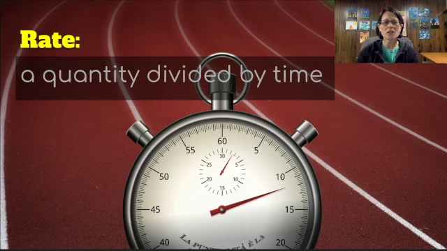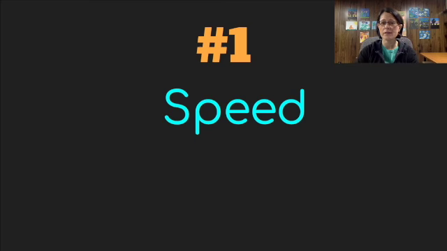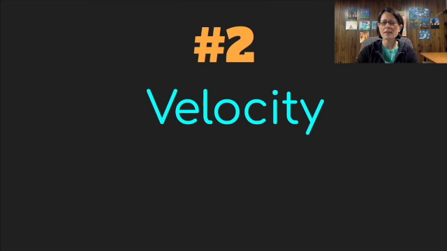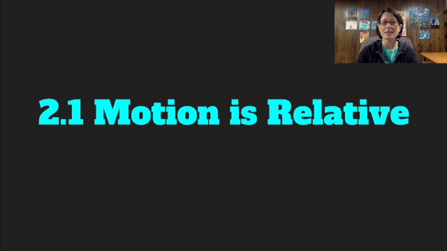So the introduction. First of all, what we need to know is we're going to be talking a lot about rates. A rate is a quantity divided by a time. 3 rates of motion that we're going to talk about in this chapter are number 1, speed, number 2, velocity, and number 3, acceleration. So let's get started.